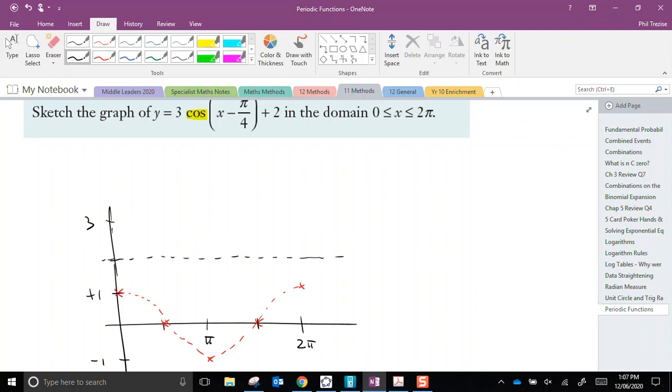The next thing I'm going to think about is my amplitude is 3. So instead of going up and down by 1, I need to go up and down by 3. I really didn't give myself enough room here, did I? Compared to the starting point, a cosine graph is up by 1. So compared to that starting point, I need to go up by 3 times that. I need to go up to here.